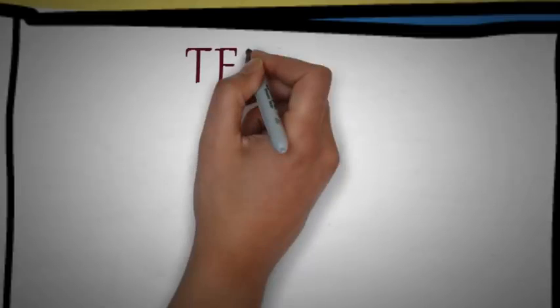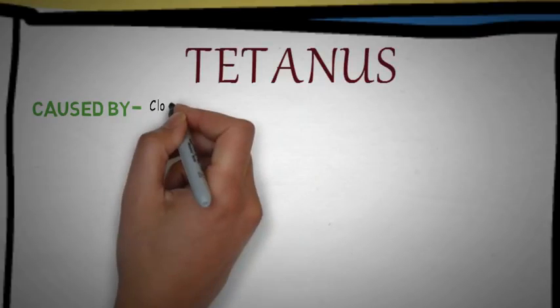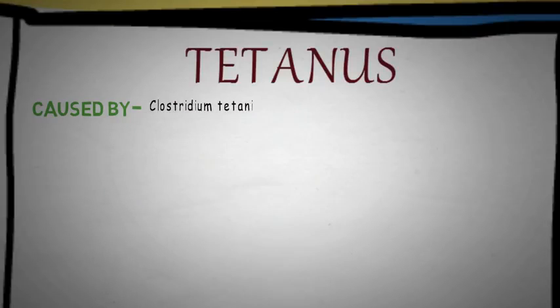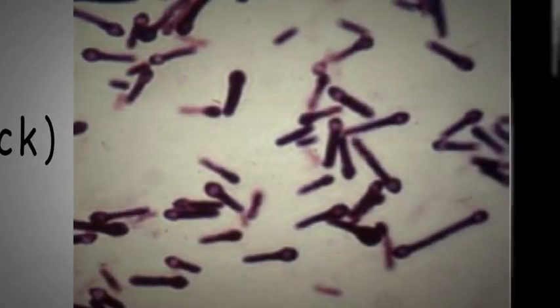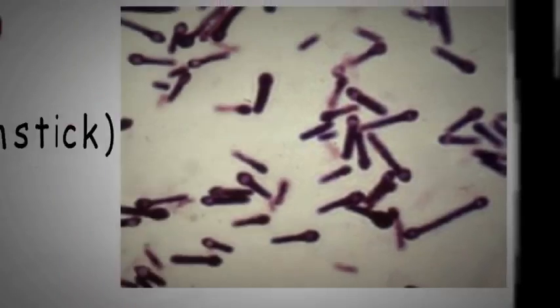Today's topic is tetanus. So, first up, what is tetanus caused by? It is caused by Clostridium tetani, which is a gram-positive anaerobic drumstick-shaped bacteria, like this. Notice the rounded ends, which are basically spores, giving the bacteria a drumstick-like appearance.